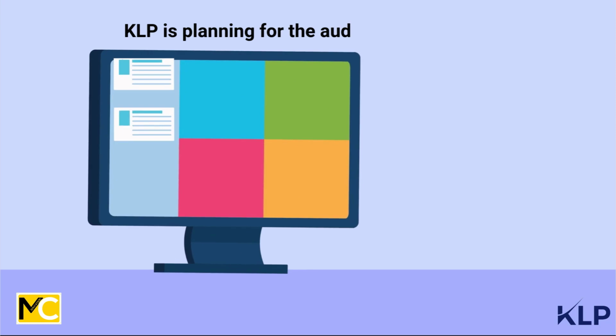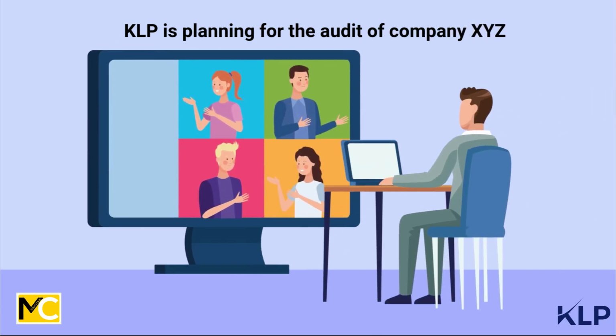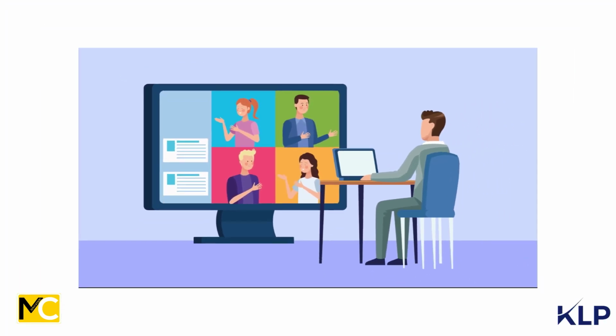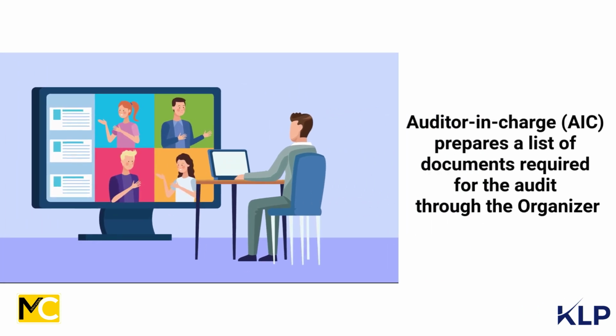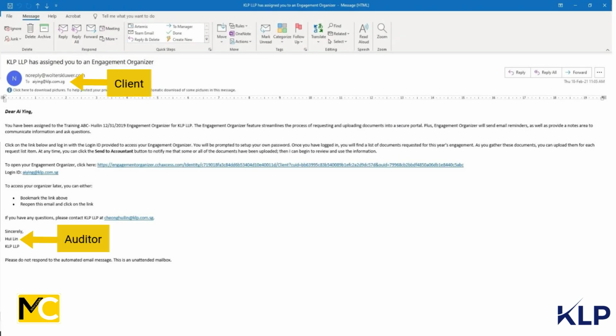Assuming KLP is planning for the audit of company XYZ. The auditor in charge, AIC, prepares the list of documents required for audit through the organizer, and sends an email request to Ms. Ying, the client. The client, Ying, will receive two emails as follows.